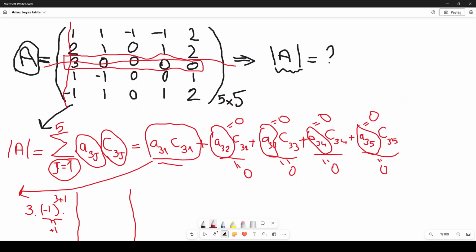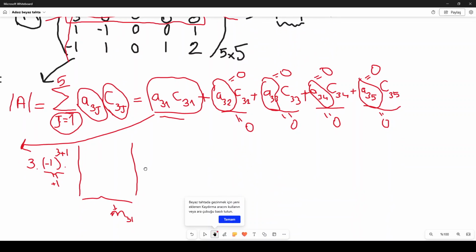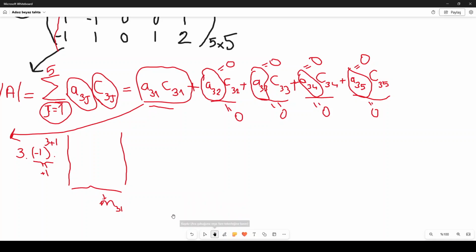So we just delete the third row since i is equal to 3, and we delete the first column since j is equal to 1, and then just put all the remaining values in the determinant form, and we have now a 4×4 determinant.